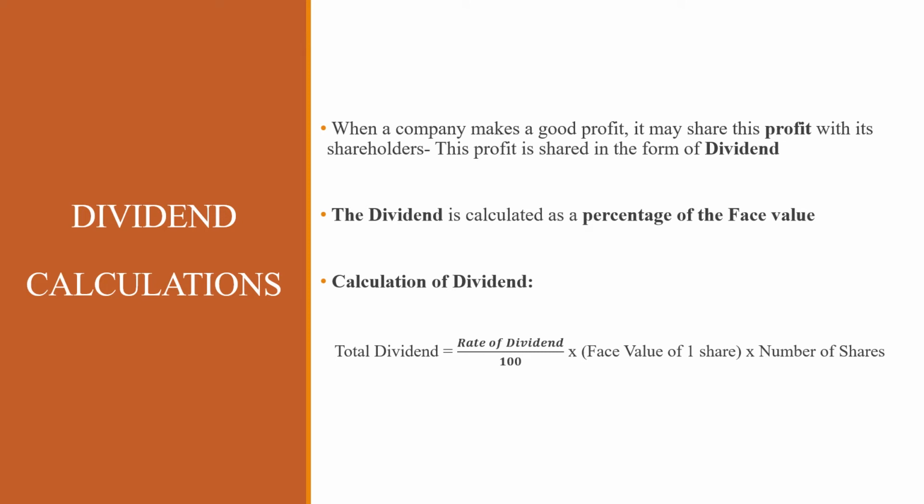Before we move further, let us understand the concept of dividend. When a company makes good profit, it may share this profit with its shareholders. This is in the form of dividend. Dividend is calculated as percentage of face value, and this rate of dividend is decided by the company. To calculate the dividend obtained, we use the formula: total dividend is equal to rate of dividend upon 100 multiplied by face value of one share multiplied by number of shares.